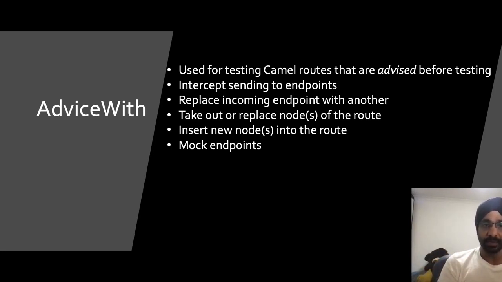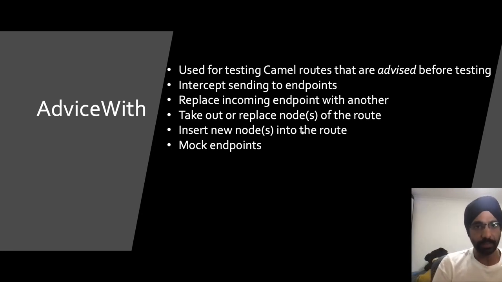You can take out or replace nodes of the route. You can say, look, I have A, B, C, D. You can actually say get rid of B. Just assume B is probably writing to some audit table. You don't want to test that, so you can replace that at runtime using the test. You can insert new things. What it means is, let's say you have a route and you would like to do some sort of wiretapping to it. AdviceWith allows you to do that as well. That's really cool stuff. You can mock endpoints too.